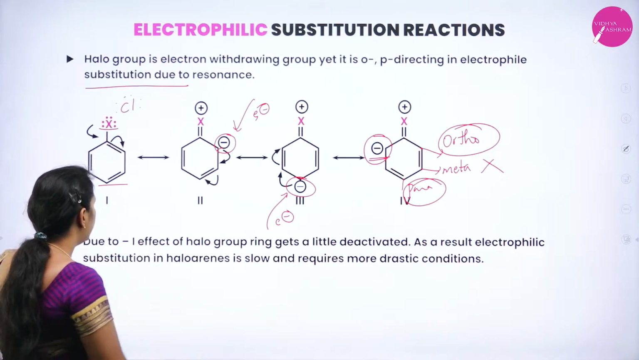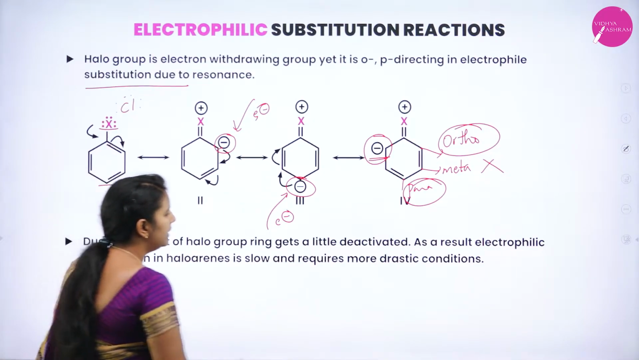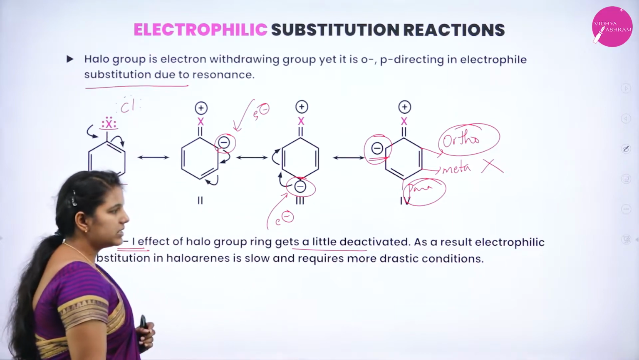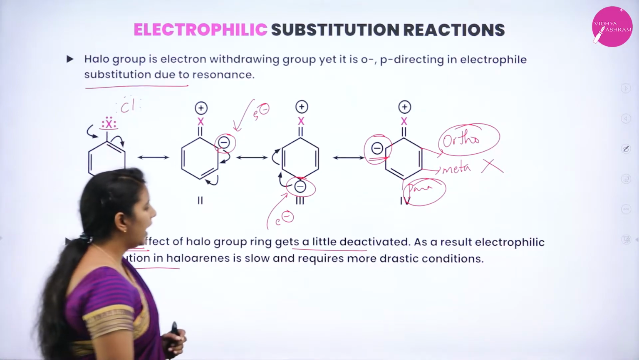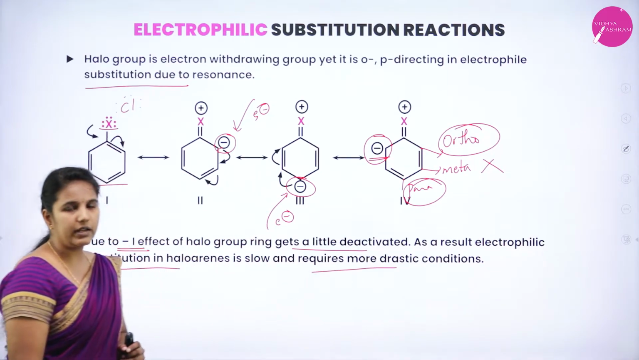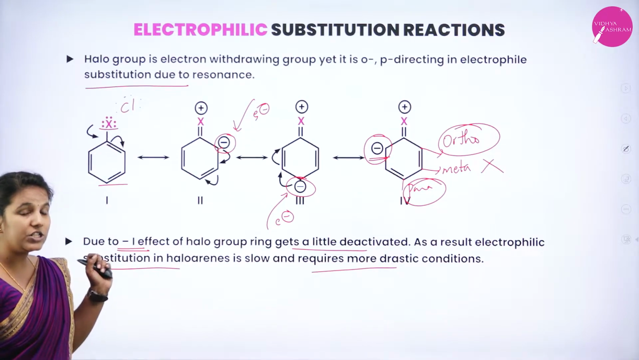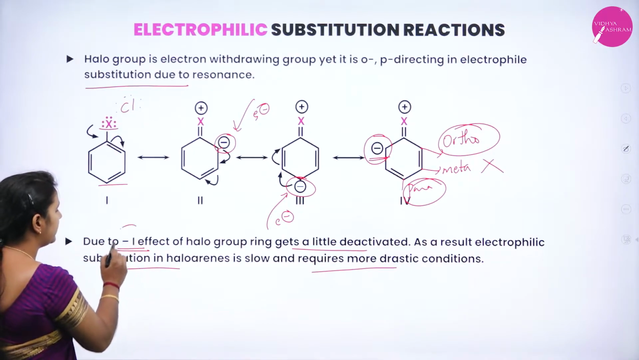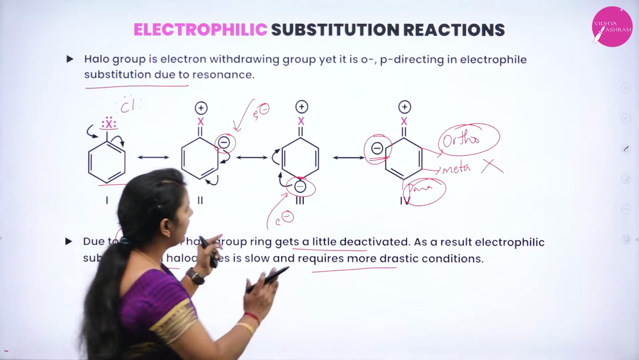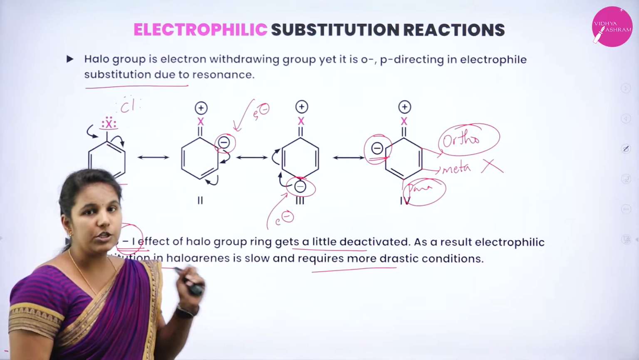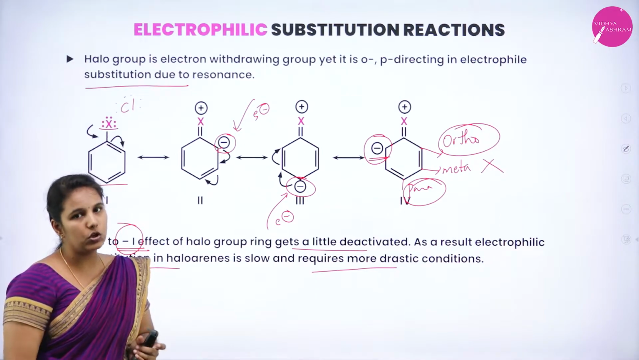Due to the negative inductive effect of the halo group, the ring gets slightly deactivated. As a result, electrophilic substitution in haloarenes is very slow and also requires more drastic conditions. Why are the electrophilic substitution reactions very slow and why do they require drastic conditions? Because of the negative inductive effect. In the case of haloarenes, if you want to get the ortho substituted and para substituted products, you need drastic conditions, and the reaction is also very slow.